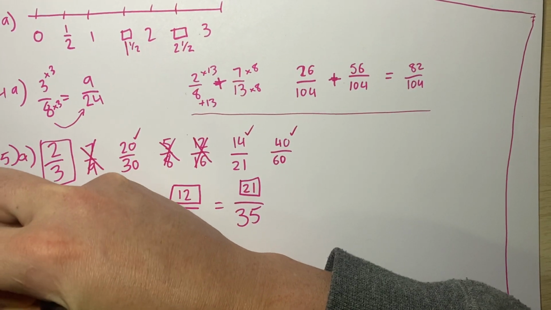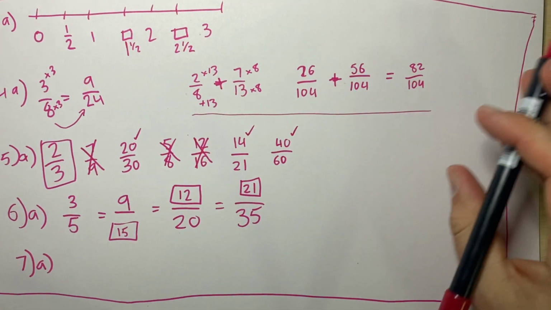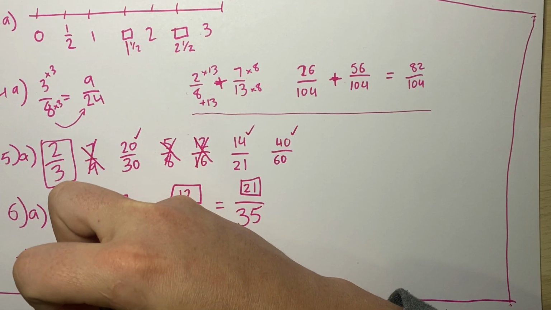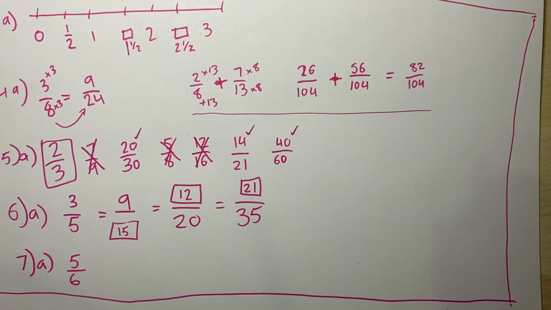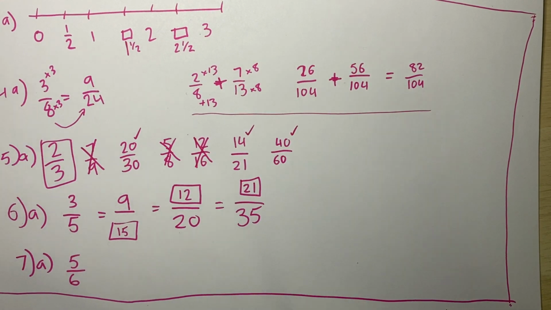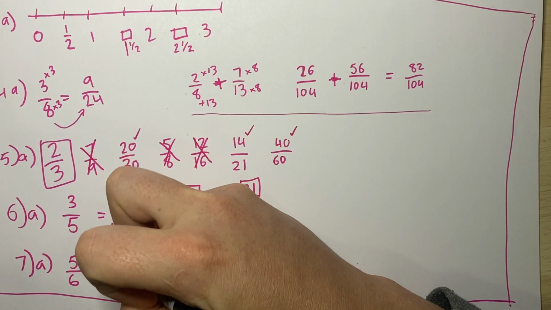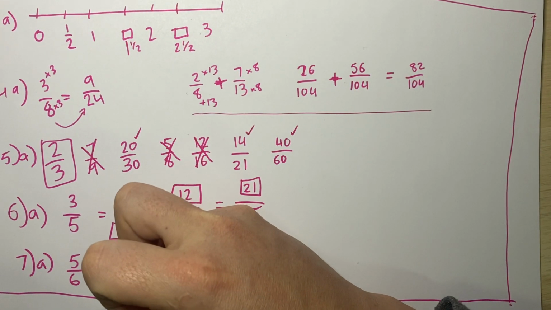Question 7. You need to write 3 equivalent fractions for each of the following. So we take 5 over 6, and we have to find an equivalent fraction. The easiest, quickest one to do is times by 2. So 5 times 2 is 10, 6 times 2 is 12.